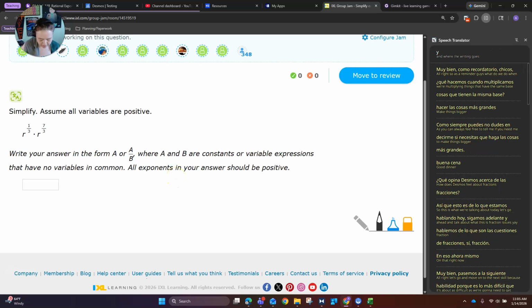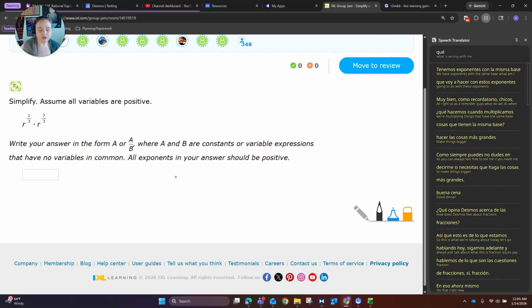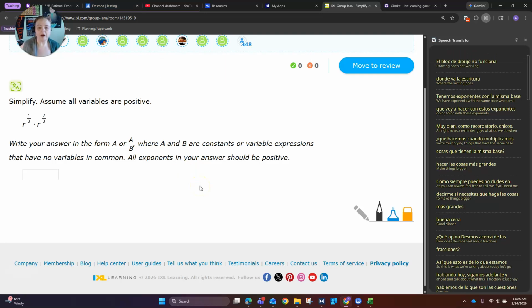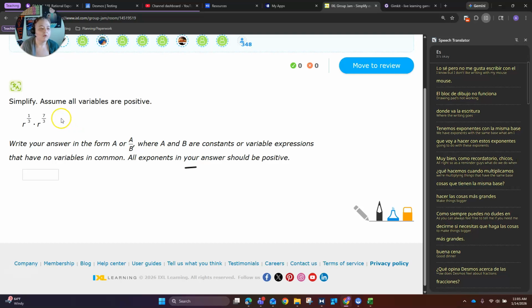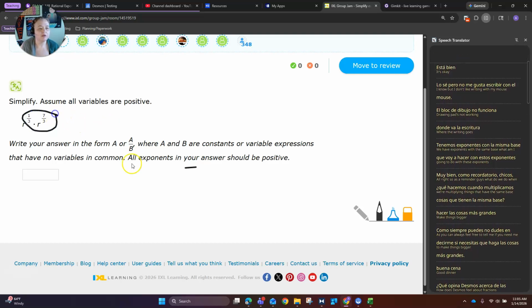I don't know where the writing goes. What is wrong with my drawing pad? It's not working. I know, but I don't like writing with my mouse. You can use the IXL writing stuff. Okay, what am I going to do with these exponents?